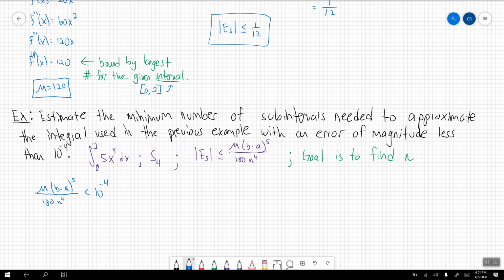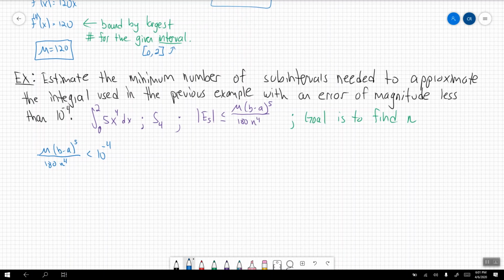All right. So we have some values that we can look at from the previous example. From the previous example, we get an upper bound of 120. Now that's going to be nice. We're going to be able to use this. So that's now going to be 120 multiplied by b minus a, that was 2 minus 0, raised to the power of 5, divided by 180 times n to the 4th, must be less than 10 to the power of negative 4.